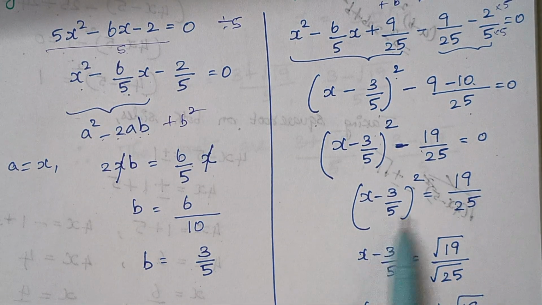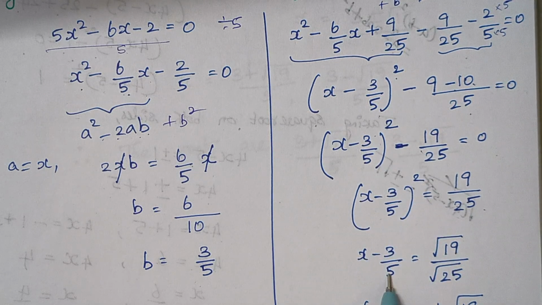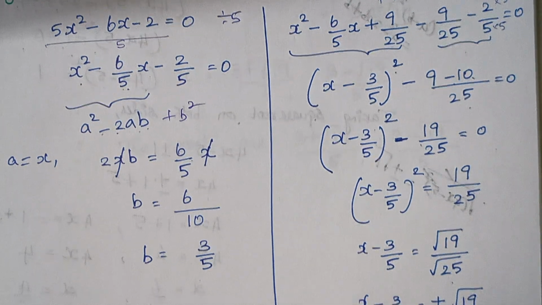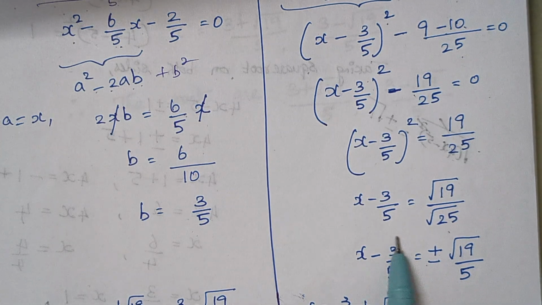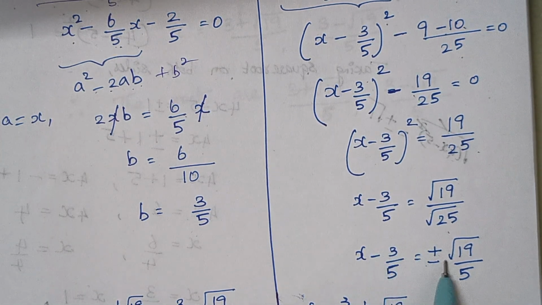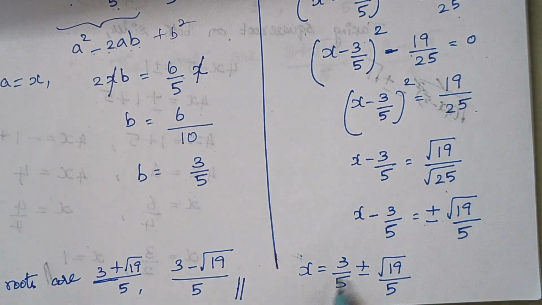So when you take square root on both sides, you see x minus 3 by 5 whole square becomes x minus 3 by 5 which is equal to square root of 19 by square root of 25. So as we all know square root of 25 is 5 and this 19 remains as such. So now what is the value of x? I am going to move this minus 3 by 5 to the right hand side. So it will become plus 3 by 5. So here x is 3 by 5.